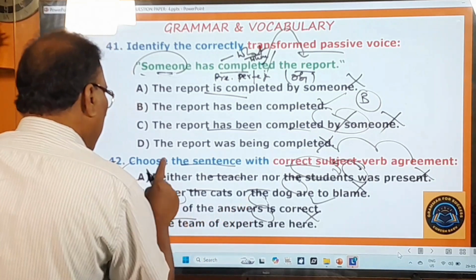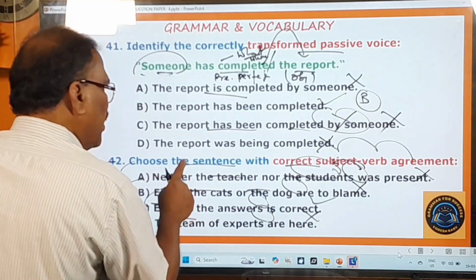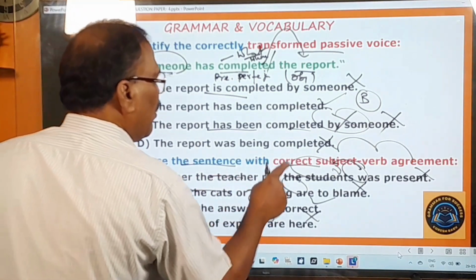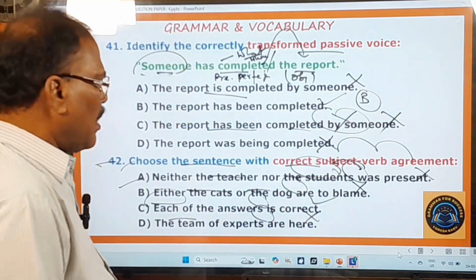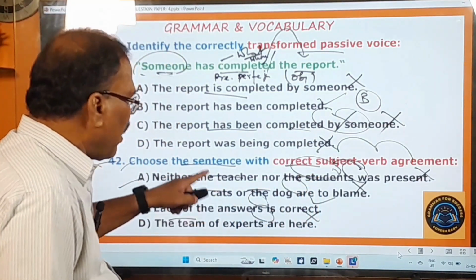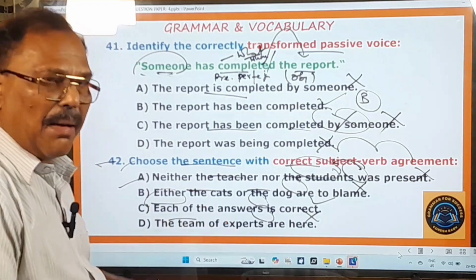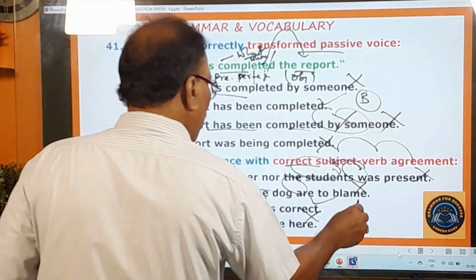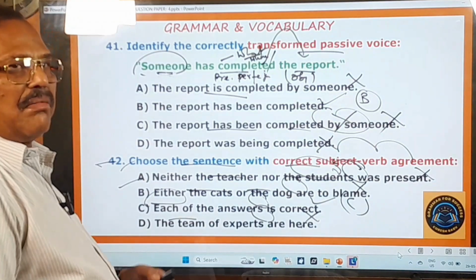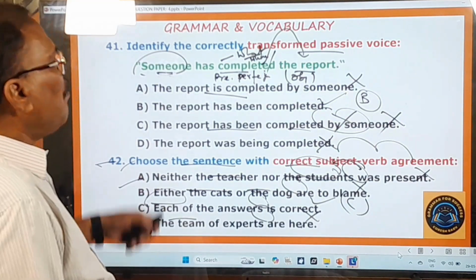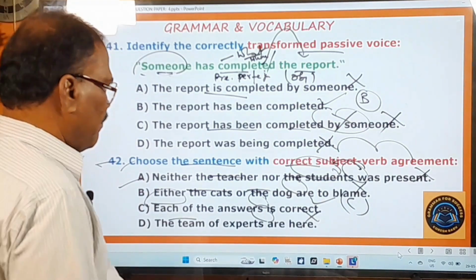So in this way, A, B, D, these three sentences are not correct according to subject verb agreement rules. According to subject verb agreement rules these three sentences are wrong, and only C is the right one. So this is how you try to understand the questions. Okay, and now you move on to other questions.